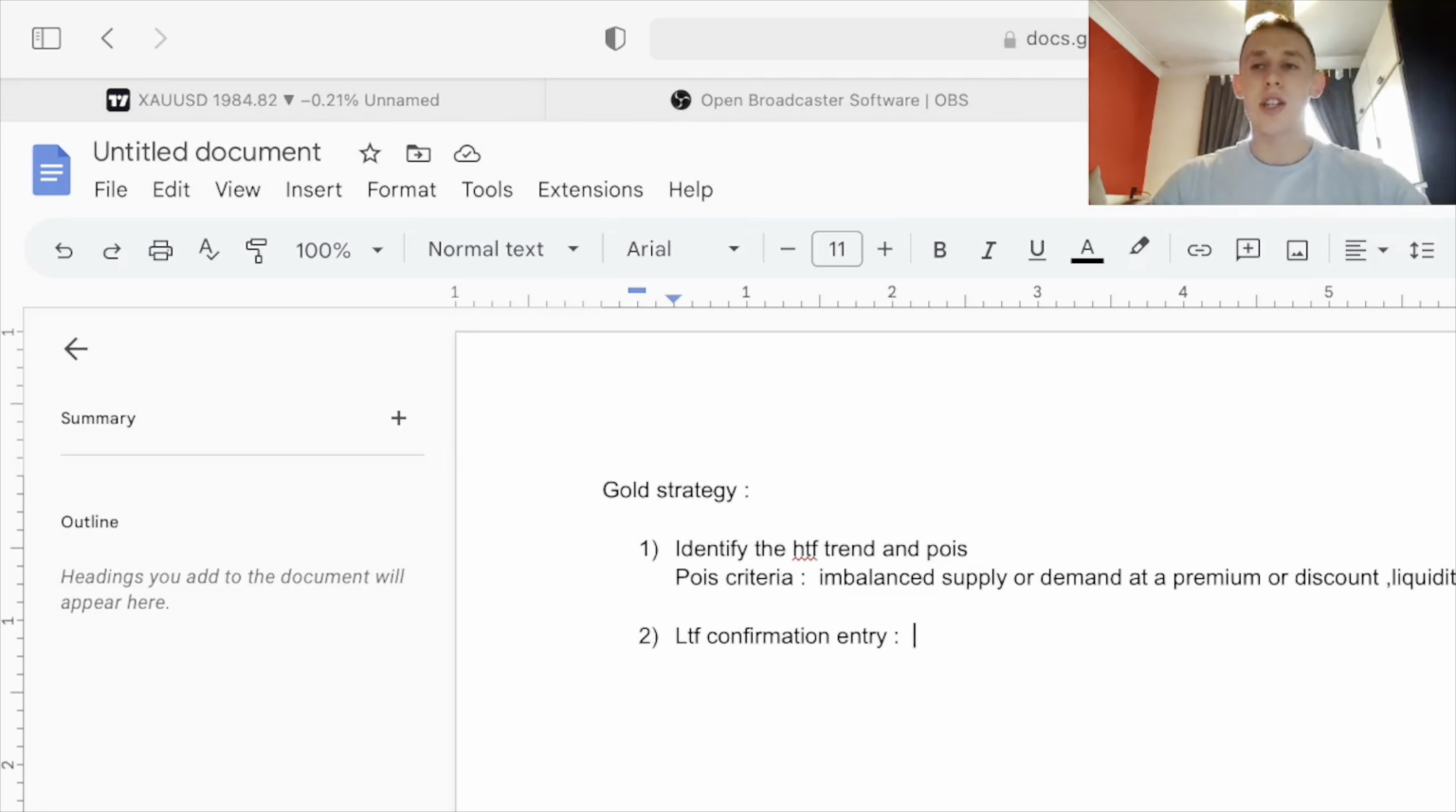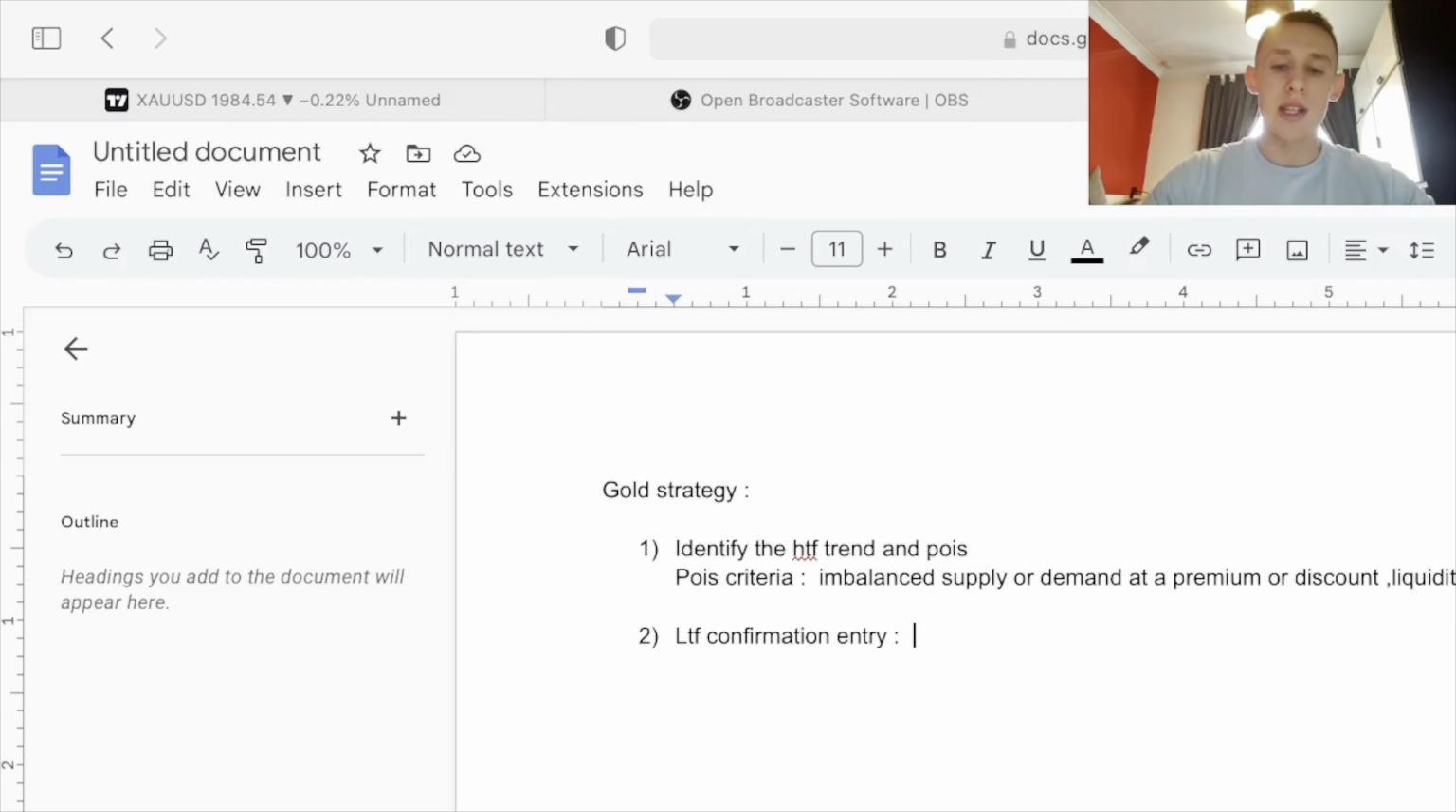say our point of interest is on the 1 hour, then we would want to go down to the 5 and the 15 minute for our confirmation entry. If the point of interest is on the 4 hour, I would go down to the 1 hour and 30 minute time frame for the confirmation entry. So it depends on what time frame you use, but for the sake of this, we'll just keep it simple and say in general we want to go down to the lower time frames.